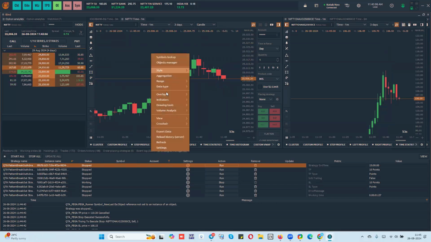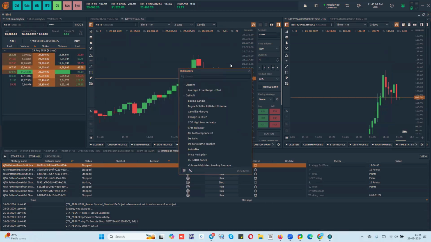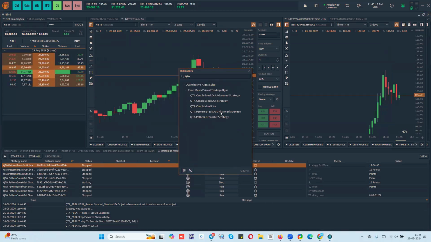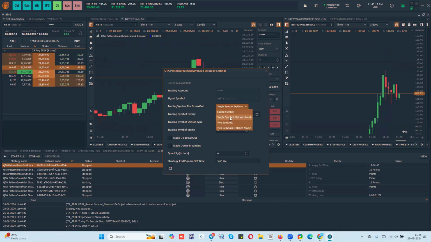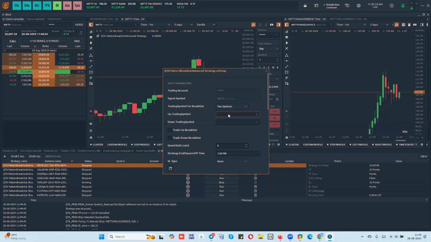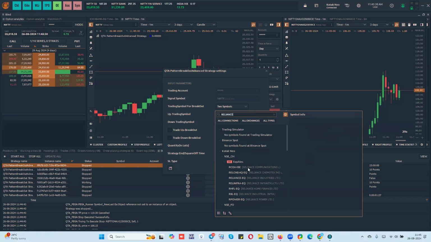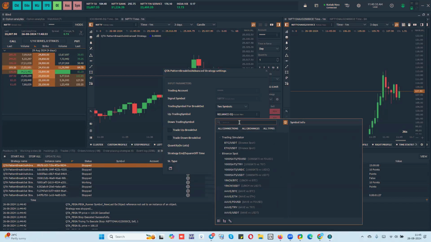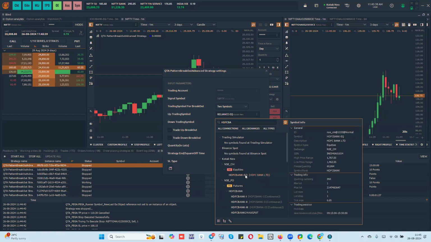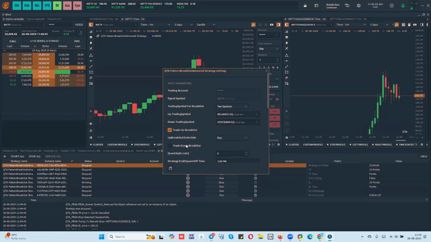So I go here, add the indicator. Two symbols. So what it will do on a breakout of a particular symbol, either on the up or down direction, it will do a trade in different two symbols. So on the buy side, I will buy Reliance. And on a downside, I will sell HDFC Bank, for example. Okay. So I will select both up and down. So on the upside or breakout, I'll buy, and down breakout, I will sell.